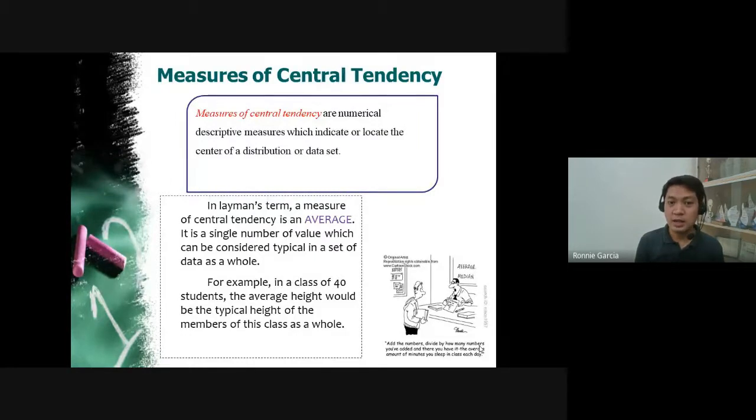So that is why lumabas na si mean, median, and mode because itong tatlo, these are the different ways to describe the central tendency. But generally, when we talk about central tendency, it is located at the center of the distribution. If we will continue this, in layman's term, ang tawag sa central tendency is average. Di ba mas klaro na sa inyo? When you talk about average, ano ibig sabihin ng average?